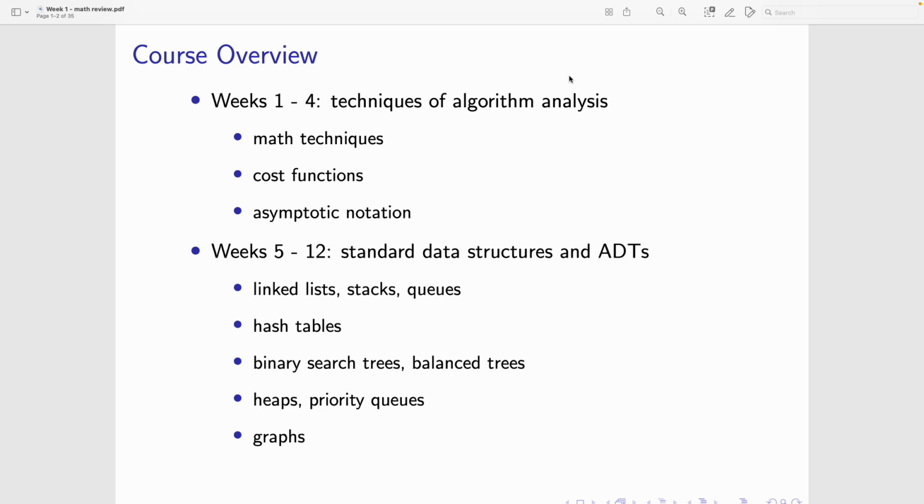A heap can be used to implement a priority queue, which is like a queue that has priorities. It can model the patients who need the most urgent care first. And then graphs you know and love from Math 1240, very useful for any situation where you need to model objects and relationships between them.